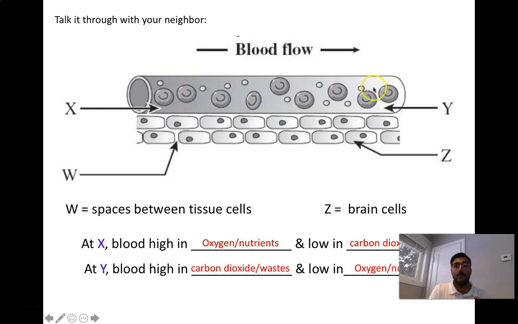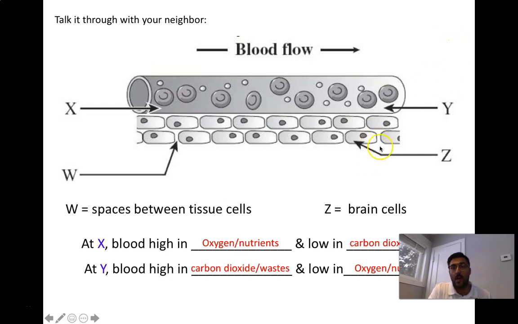point Y. So let me say that again here. At X, we are high in oxygen and nutrients, and at Y, at this point, we are high in carbon dioxide and waste. So blood has taken the oxygenated blood and nutrients and dropped it off. And at Y, it's picked up the waste and CO2, and it's taking it away back to the heart.